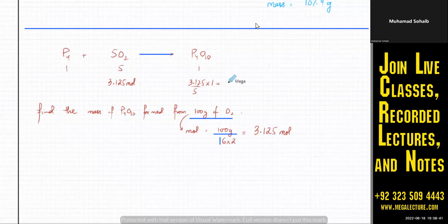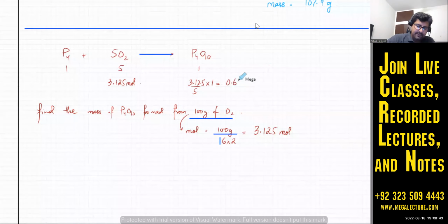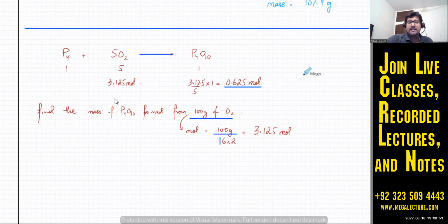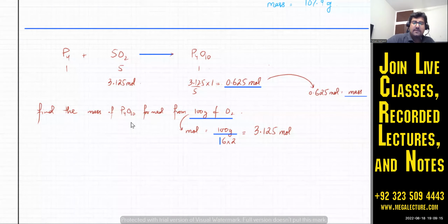Okay, so you're getting 0.625 moles. And again, once you know the moles, because the question is asking for the mass, not the moles, you can convert that back. You know the moles equal mass divided by molar mass. So 0.625 moles is equal to the mass divided by the molar mass.